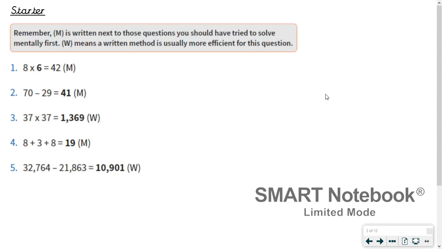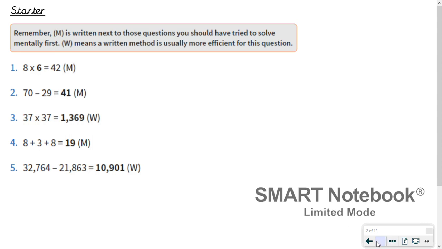Next one, 8 add 3 add 8. I did it mentally. You could write it down, but really you just double 8 add 3, or 8 add 3 add 8, however you want to do it, but you could use your fingers if you wanted. It's 19. And then the last one, the numbers would require some exchanging, so definitely a written method of calculation, probably column subtraction for that one.